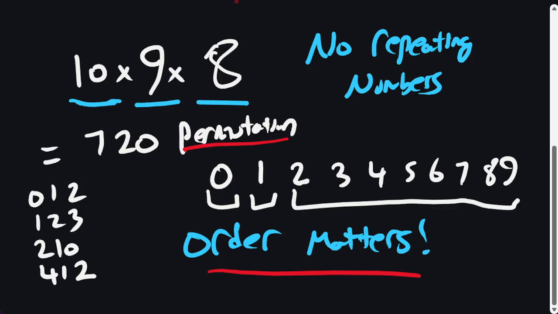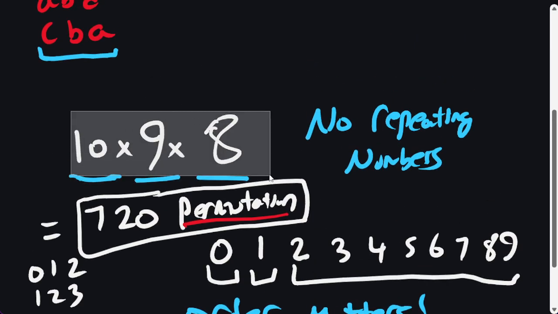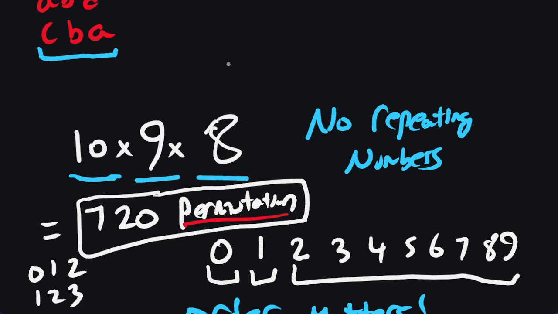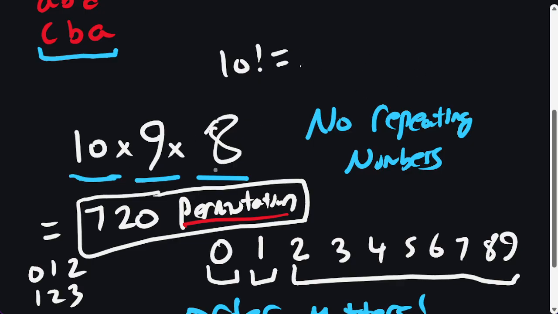But if you've listed out every single different set of 3 numbers that you can create from 10 digits with no repeats, you will have 720 permutations. So it's a very long list, but here's 4 of them right here. Okay, and again, 10 times 9 times 8, it's looking a lot like a factorial. It's not quite 10 factorial, because 10 factorial is 10 times 9 times 8 times 7 times 6 times 5 times 4 times 3 times 2 times 1. It goes all the way to 1. This one is just 10 times 9 times 8.